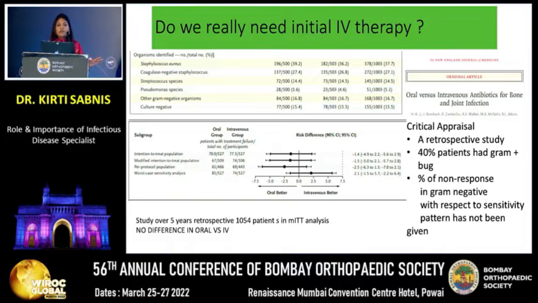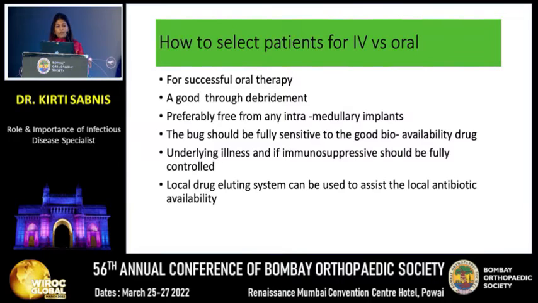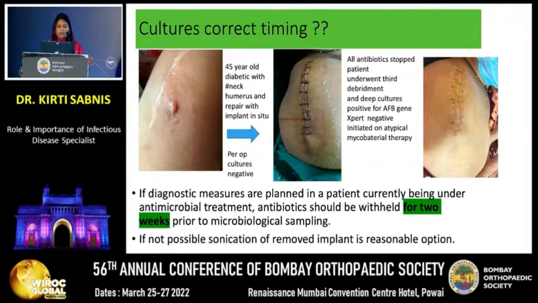There is a lot of debate going on whether directly an oral therapy can be started, but it has to be carefully selected in a very good controlled infection with no other immunosuppression, because these are all factors that will matter for ultimate control of the infection. So how to select a patient for IV versus oral as an initial therapy? There has to be a good debridement. There should not be preferably any intramedullary implants, and a local drug-eluting system also will help, like local stimulant granules can help in local antibiotic availability.